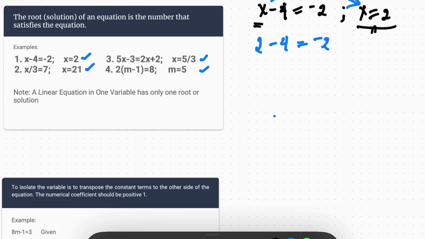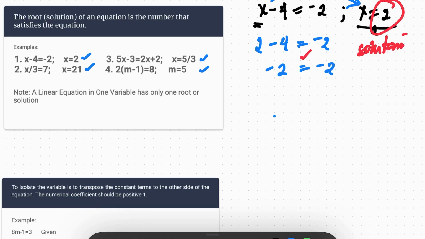Now, all that's left for us to do is to check if the answer on the left side of the equation is equal to the right side of the equation. If we perform the operation, 2 minus 4 is indeed negative 2, and that is equal to the right side of the equation, which is negative 2. With that, we have proven that the left side is equal to the right side, and so we can say that 2 is a solution or a root of our linear equation. That's how simple it is.